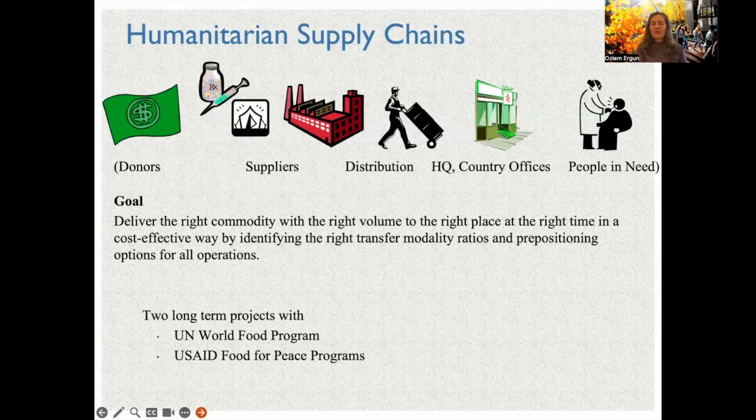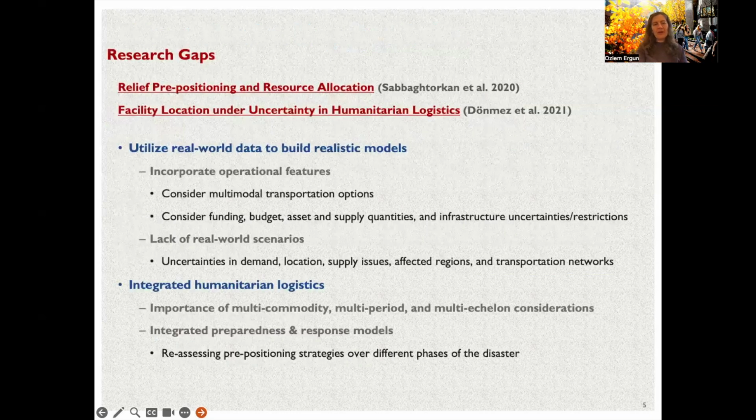First, I will very briefly talk about some of the work that I have done with the United Nations World Food Programme. And then I will move on to somewhat more recent work that I have been doing with USAID and USAID's Food for Peace programs. So as I said, there's a gap in supply and demand for the physical goods. There exist some research gaps as well.